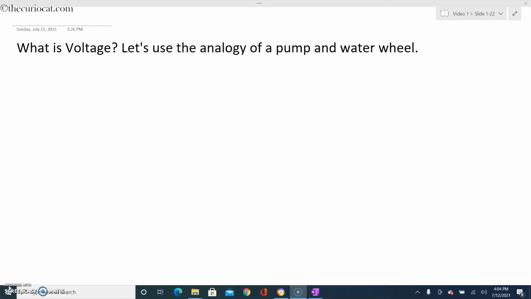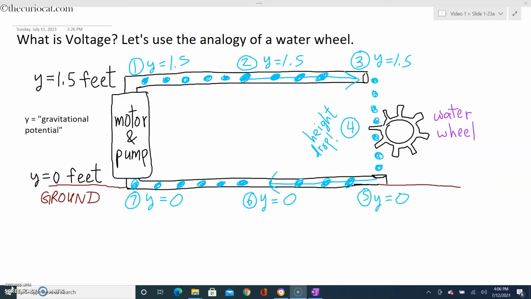To explain voltage, I will use the analogy of a pump and water wheel. Here, a motor and pump and 2 pipes are used to pour water onto a water wheel. The bottom pipe is lying on the ground, so its height is 0 feet. The top pipe is 1.5 feet above the ground, so its height is 1.5 feet. The blue dots represent water.